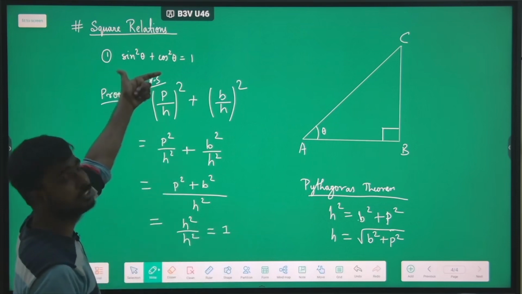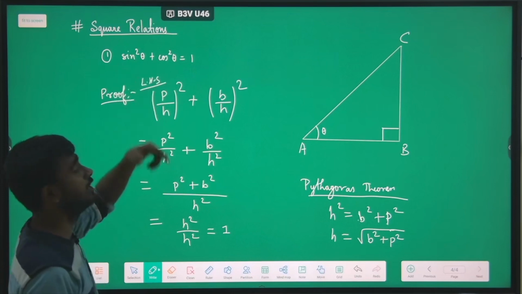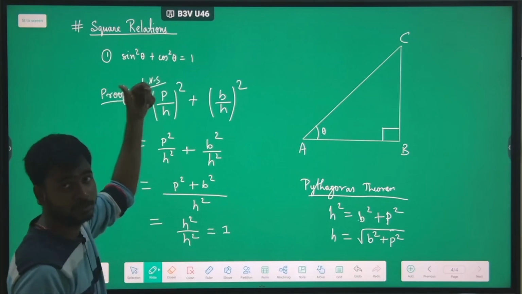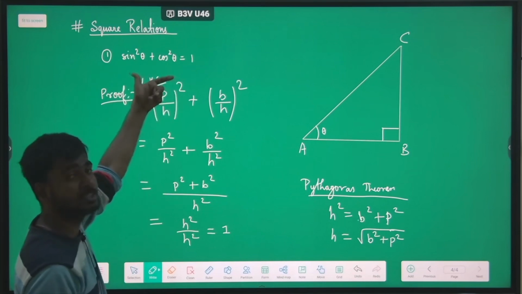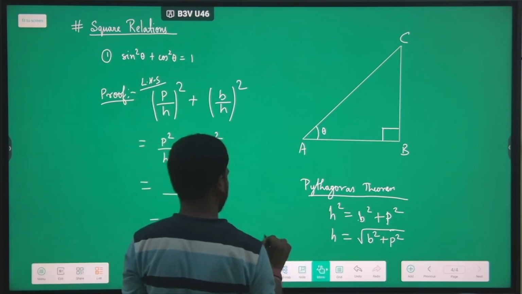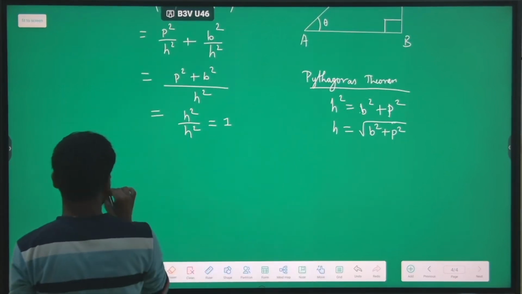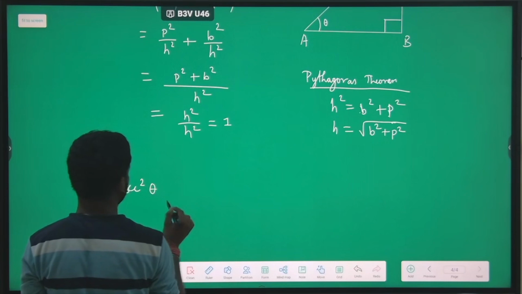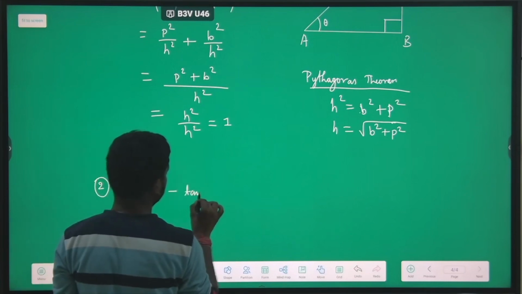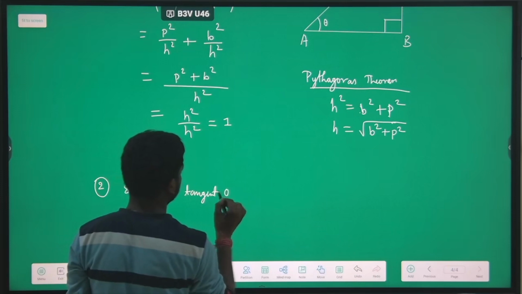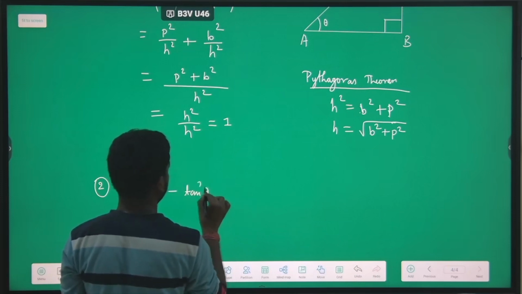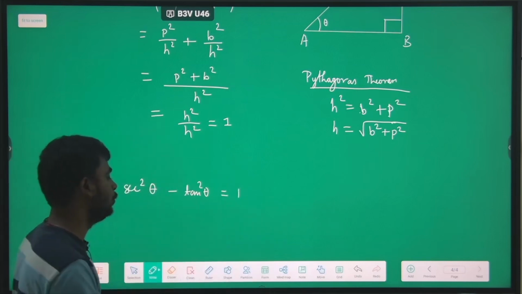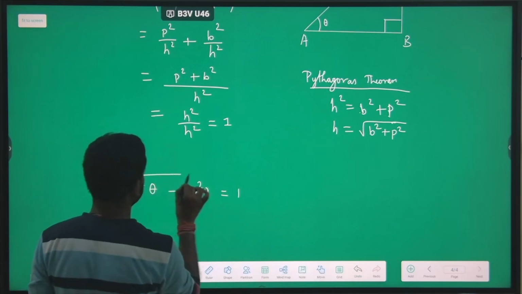So we have proved our first square relation identity, that is sin square theta plus cos square theta is equal to 1. We have to remember it always, because many questions will be done by using this identity. Now, our second identity is sec square theta, that means secant of theta whole square, minus tangent of theta whole square, is always equal to 1. So let us check it.